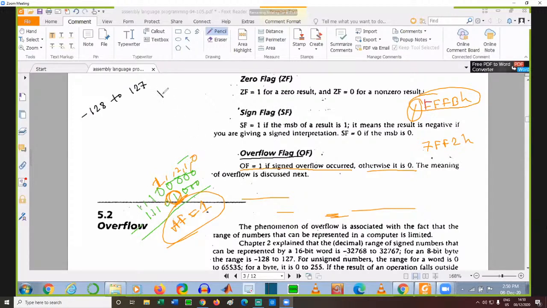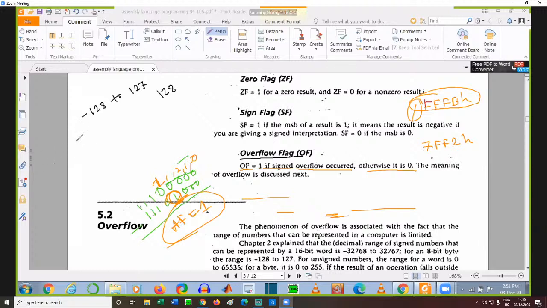Suppose your result is 128. Will overflow occur in that case? Yes, definitely. If you work with registers AL, BL, CL or DL, or AH, BH, CH or DH, overflow occurs. But if you work with register AX, overflow will not occur, because 128 is within the signed range of 16 bits. If you work with 8 bits, then 128 is not within the range, so overflow will occur.